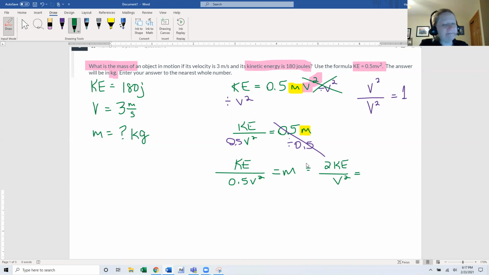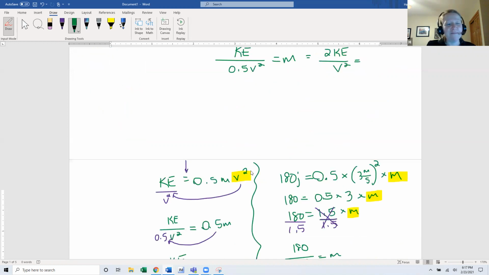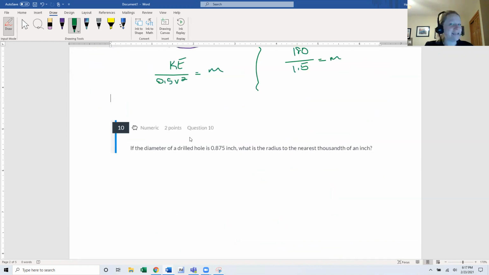So, all right, cool. Number 10 says, if the diameter of the drilled hole... Oh yeah, got a question? So the answer is 120? M equals 120. Correct. Yes. Okay, I just wanted to make sure. Sorry, I came in on the end of that. That's all right. Thank you. Okay, number 10. It's all you, Victoria.